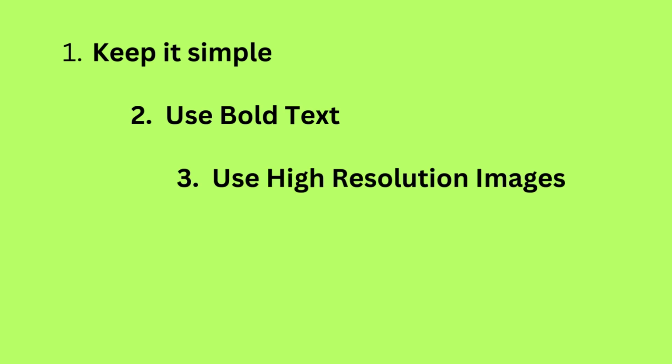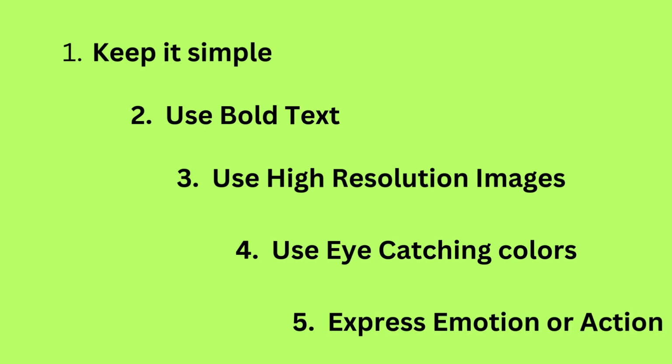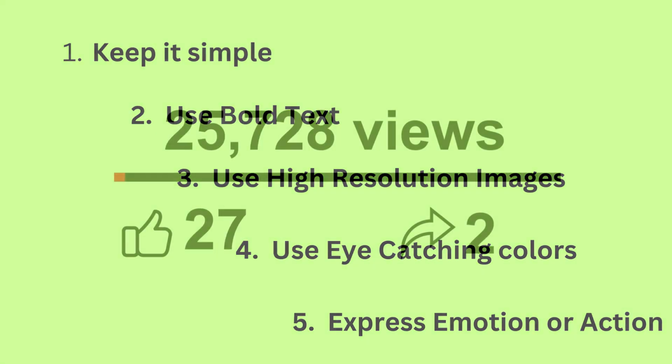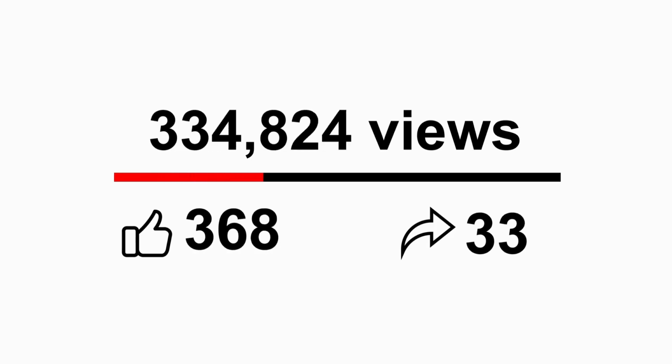Number 3, use high-resolution images and avoid pixelation. Number 4, use eye-catching colors. Use vibrant colors and strong contrast to make your thumbnail stand out in a crowded feed. Number 5, express emotion or action. Thumbnails that show emotion or a sense of action tend to grab more attention. If you can nail these 5 points, your thumbnails will not only look great, but also help boost your click-through rate and attract more viewers.